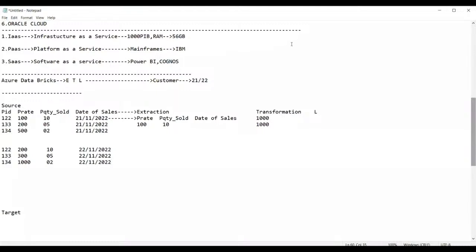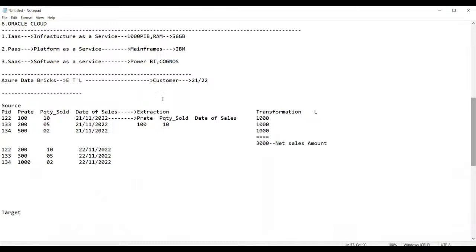Yes. Now guys, see here. We were discussing the calculations. 100 into 10 is 1000. 200 into 5 is 1000. 500 into 2 is 1000. Now calculate the sum here. What is the sum of these three? It is 3000. So can I say that 3000 is the net sales amount? Am I right, guys? Am I right, everyone?